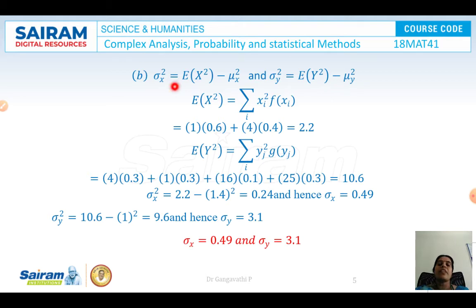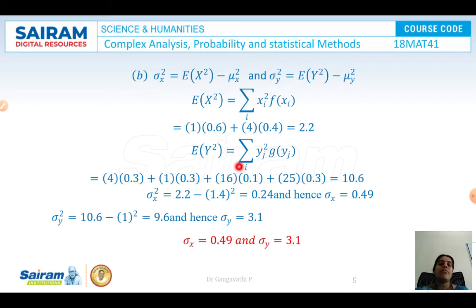So sigma x square, by the formula, is E of x square minus mu x whole square, and sigma y square is E of y square minus mu y square. So E of x square, to be evaluated by the formula, is xi square into f of xi, and we know i takes the values 1 and 2. So when i is equal to 1 and when i is equal to 2, substituting the respective values, E of x square happens to be 2.2.